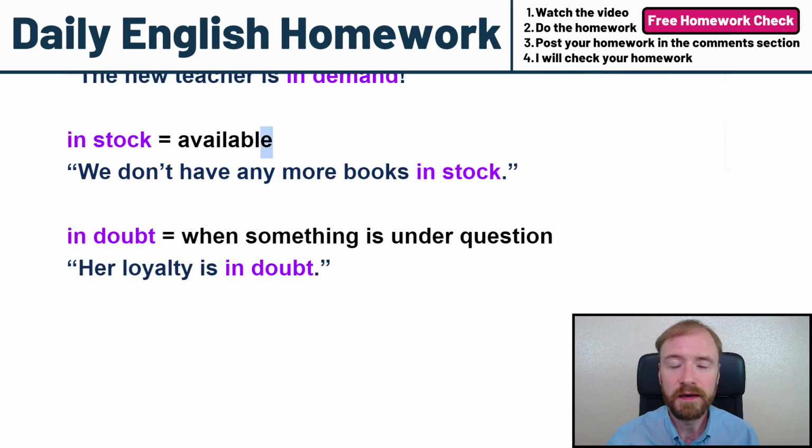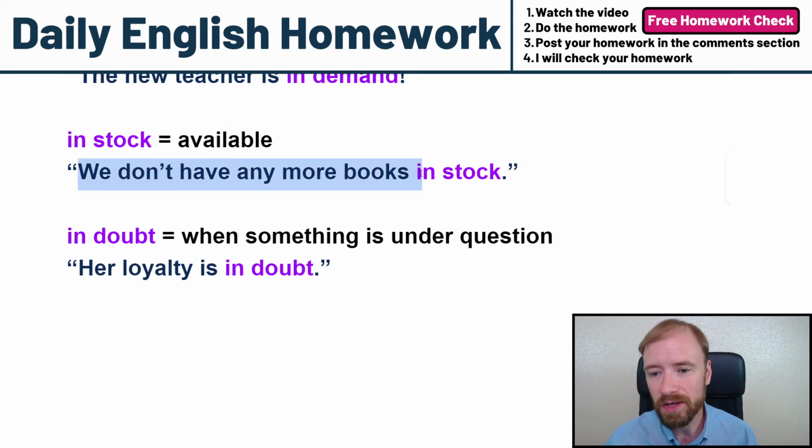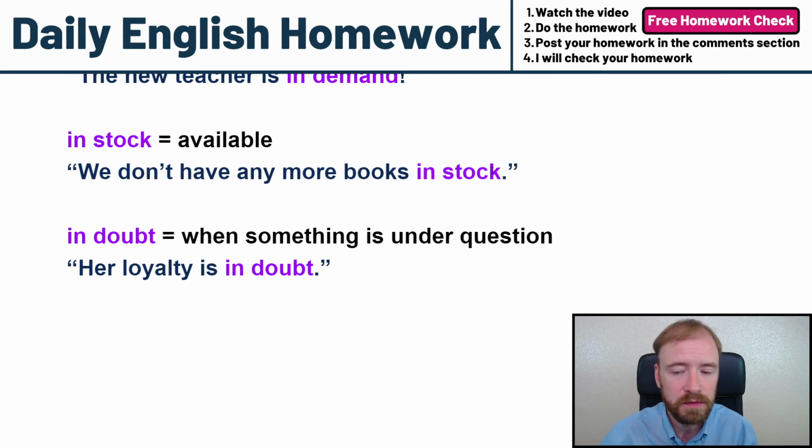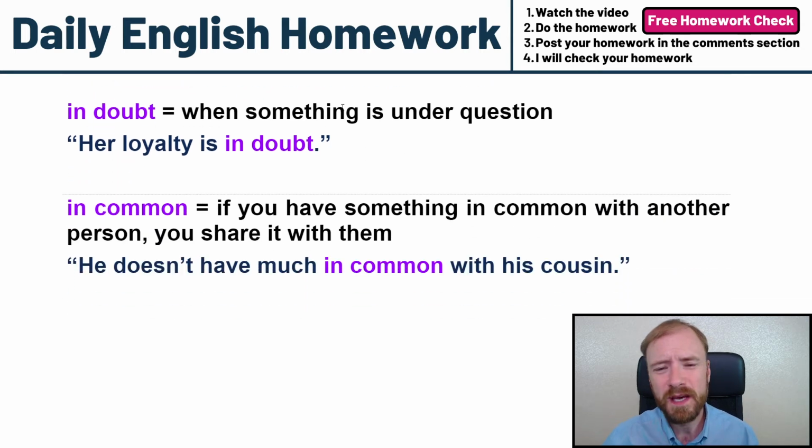In stock, available. We don't have any more books in stock, which would mean sold out, not available, because we're using a negative don't. In doubt, when something is under question. Under question means you're questioning it. Her loyalty is in doubt. So we don't trust her. We are questioning, does she have loyalty? So her loyalty is in doubt. We don't trust her loyalty.